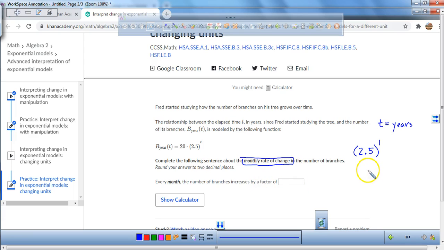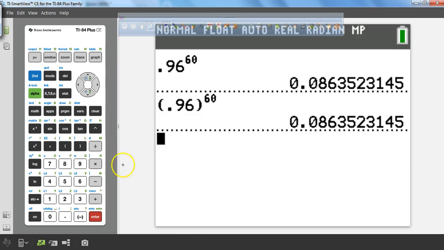We got to change it from yearly to monthly. Well, there are 12 months in a year, so I think the monthly rate, can't just put a 1, I got to put a 1 over a 12, because 1 out of 12 is considered to be a month because there's 12 months in a year. So let's try that. So we're going to do parentheses 2.5, and we're going to raise that to the power of 1/12, okay, because there's 12 months in a year.